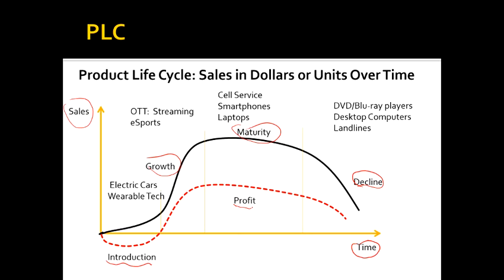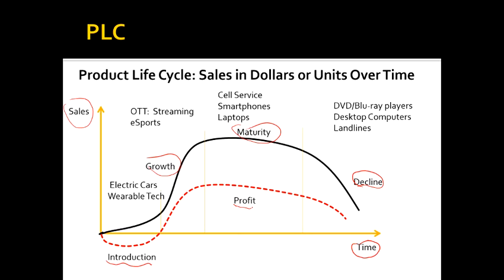Maturity: cell phone service, laptops, right? When stuff is in maturity, it means that most everybody who's going to get one has one. So sales are only really replacement sales, and the market has reached some type of equilibrium. Then the last stage is decline.